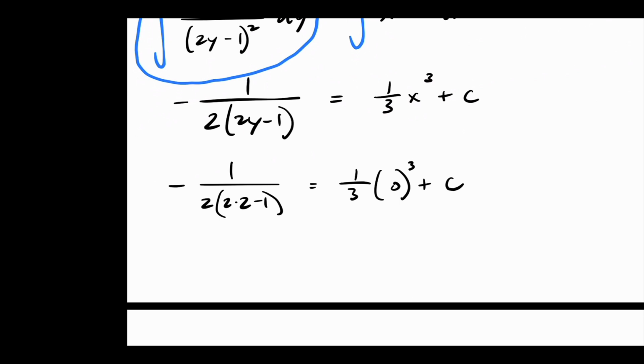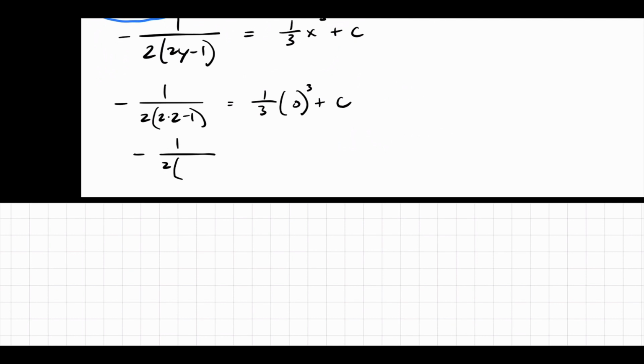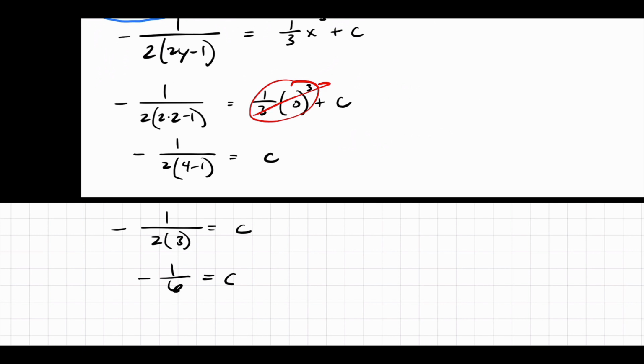Okay. Solve for C. So 2, let me open this up a little bit. 2 times 4 minus 1 equals, this is just going to be 0. Negative 1 over 2 times 3 equals C. Negative 1/6 equals C.